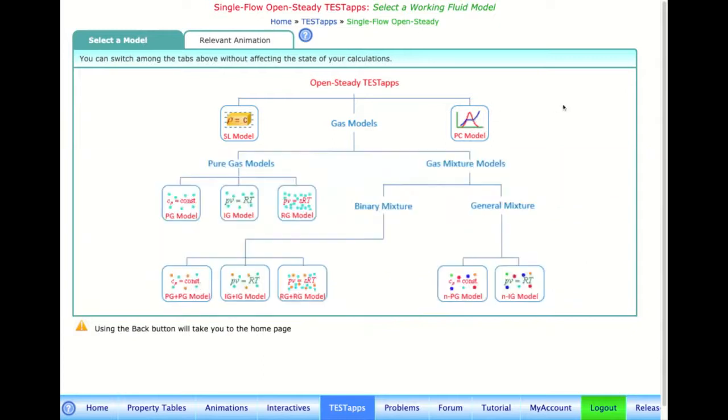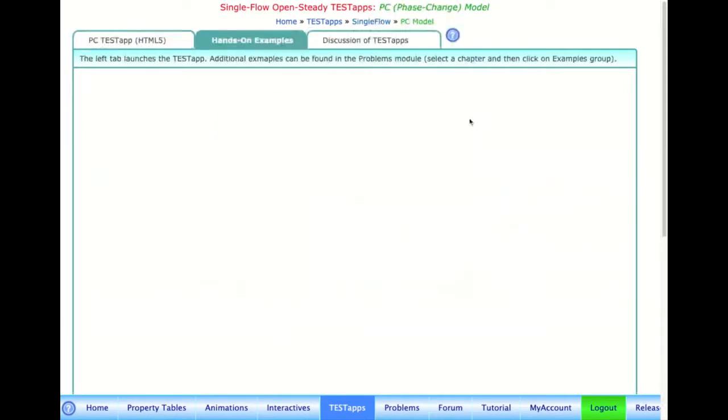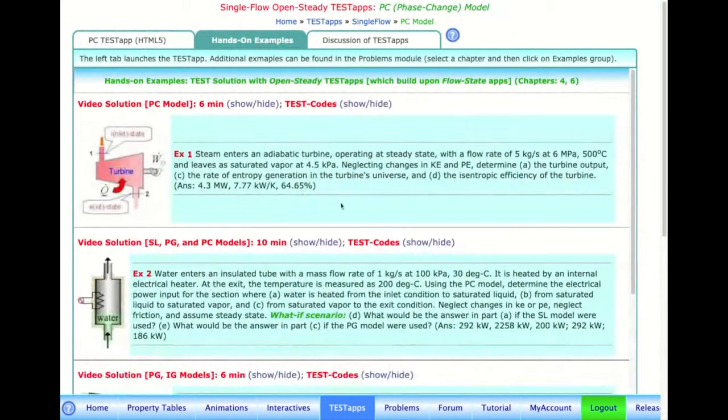Phase change, as you can see here, there is the dome, and the fluid could either be or could reside in the vapor phase, it could reside in the two-phase region under the dome, or it could reside in the liquid phase on the left side of the dome. So since we're dealing with steam, which is water, we will select that as our substance.